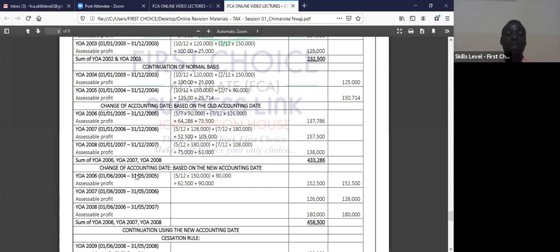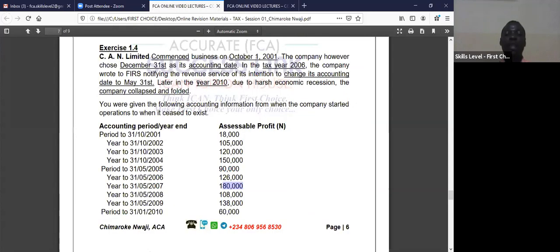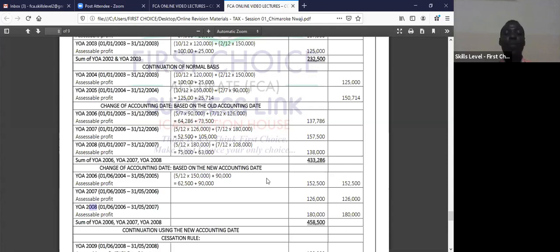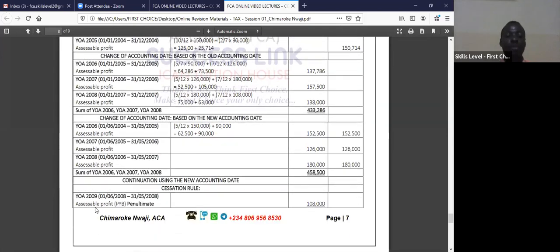Now, mind you, this is 2006, 7, and 8. Then we said the business came to an end in 2010, the ultimate year. That means 2009 is our penultimate year. You must write it somewhere because we've just finished 2008. The next year we are going to do is 2009. And that's the penultimate year.